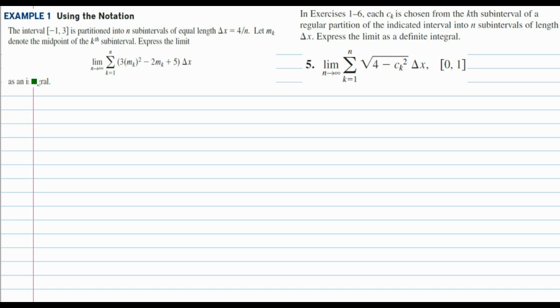Express the limit as an integral. So we know we're going to start out with that integral sign. Our lower limit of integration is -1. Our upper limit of integration is 3. Our integrand is the function inside. So m sub k, those are x values. So we have 3x squared minus 2x plus 5, and then our variable of integration there is x, so we have dx.